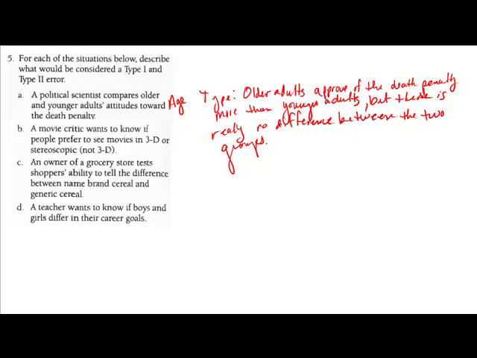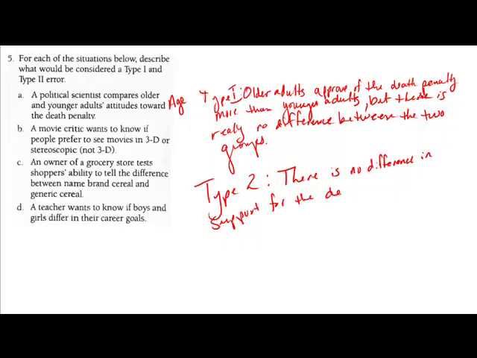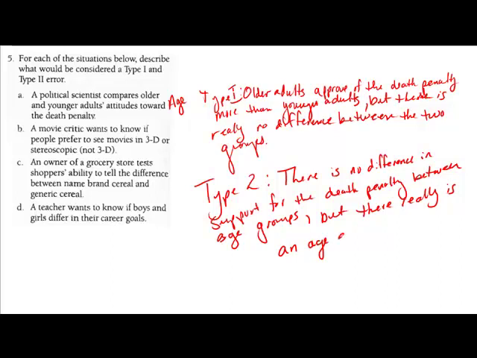That's a type 1 error. A type 2 error: there is no difference in support for the death penalty between age groups, but there really is an age gap. Type 1 error says there's an effect when there is no effect.